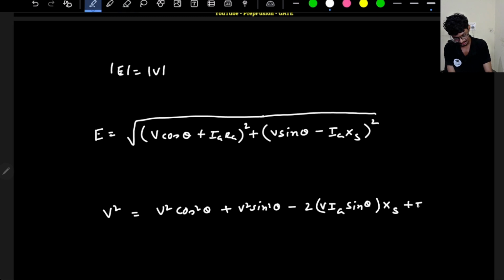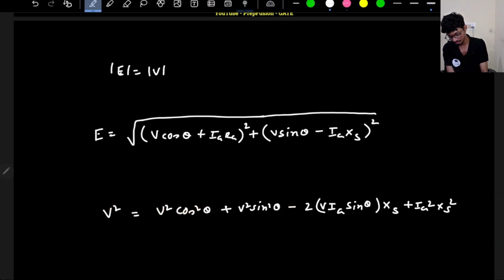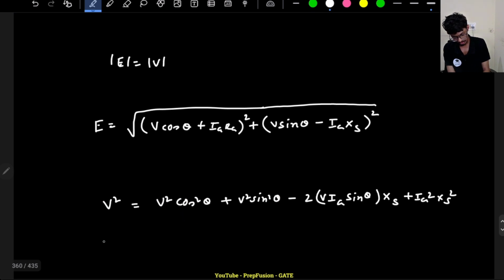Plus Ia² Xs², right? So basically this is V² (sin²θ + cos²θ), which will be V² only. So V² will get cancelled, and I will get this value. So Ia will get cancelled. Basically sin θ will be equal to Ia Xs².